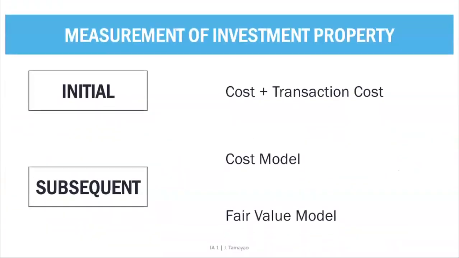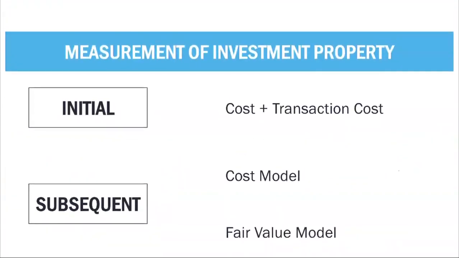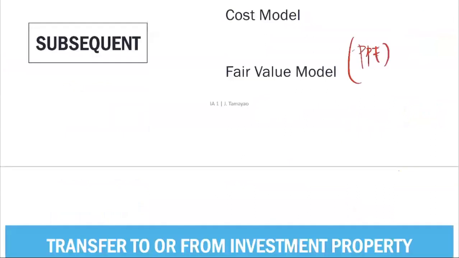So how do we measure investment property? Initially, cost plus transaction cost, just like property, plant, and equipment. Subsequently, cost model or fair value model, like property, plant, and equipment. So it's the same as property, plant, and equipment, but under investment property as a separate line item. You just need to know when it is considered an investment property. Take note, what can only be considered investment property? Land or building.